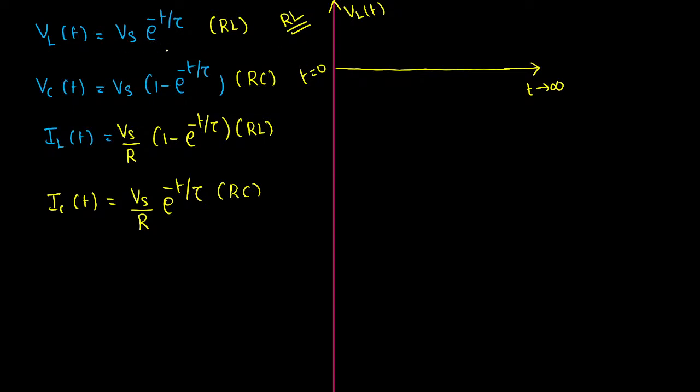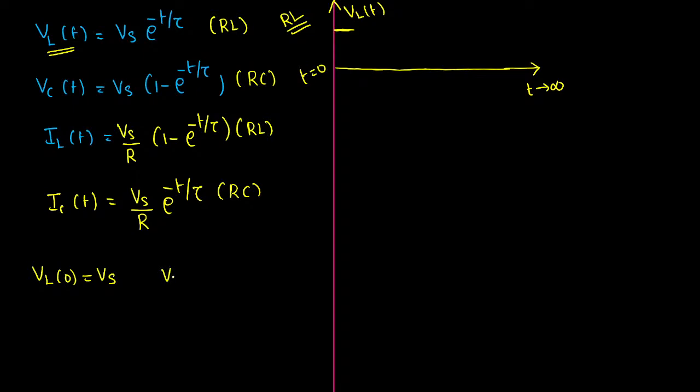At t equal to 0, what is the voltage across the inductor? Take this expression and replace t by 0. If I replace t by 0, then e power 0 will be 1. So I can write VL of 0 equal to simply Vs. Because when we replace t by 0, e power 0 is 1, so it will be equal to the supply voltage. So the DC voltage will appear at t equal to 0. Let's see what will happen after that.